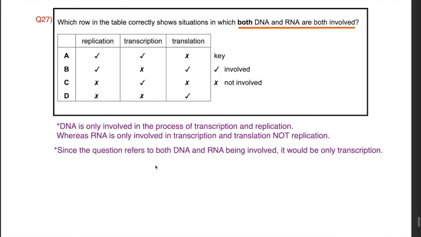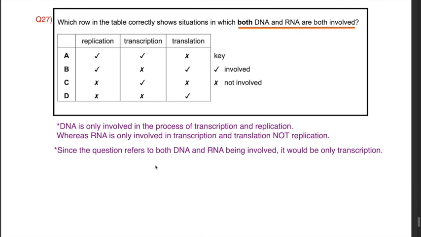Question 27. Which row in the table correctly shows situations in which both DNA and RNA are both involved? Columns given are replication, transcription and translation. DNA is only involved in the process of transcription and replication, whereas RNA is only involved in transcription and translation, not replication. Since the question refers to both DNA and RNA being involved, it would be only in transcription. Therefore, the answer is C.